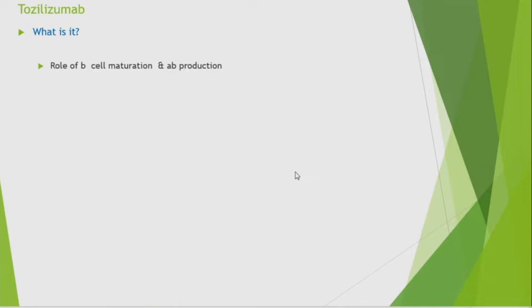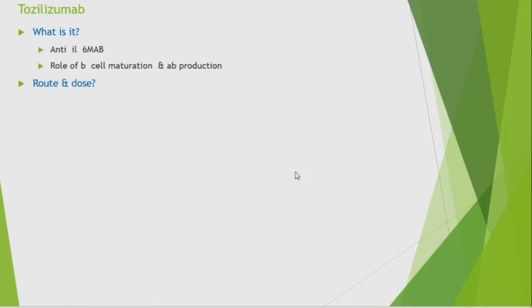So tocilizumab, it's a monoclonal antibody again, sir. It's basically, I think, an IL-6 receptor antagonist, sir. Yes, sir, IL-6 receptor antagonist. Very good. Sir, it can also be used in rheumatoid arthritis, and it's used in COVID also. COVID also, very good. Yes, sir.